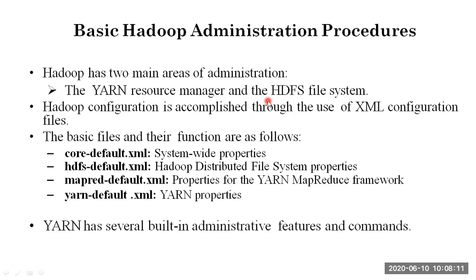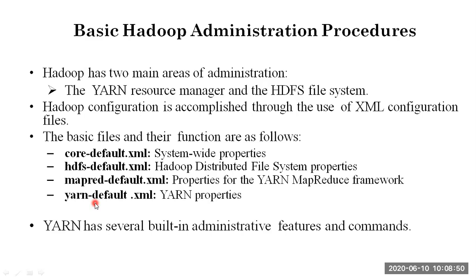in managing its configurations. And here, let us see how we will be configuring the files in the Hadoop file system. Hadoop is configured with XML configuration files. And the basic files and their functions are: one is core-default.xml, which provides you the system-wide properties. Second, HDFS, which provides you the basic properties of the HDFS file system. And third, MapRed, which is MapReduce, which provides you the MapReduce framework. And the fourth one is yarn-default.xml. So these are four basic files and their functions.